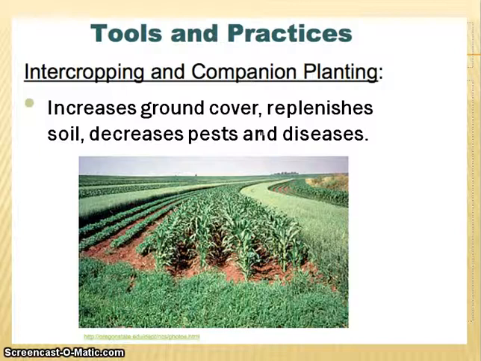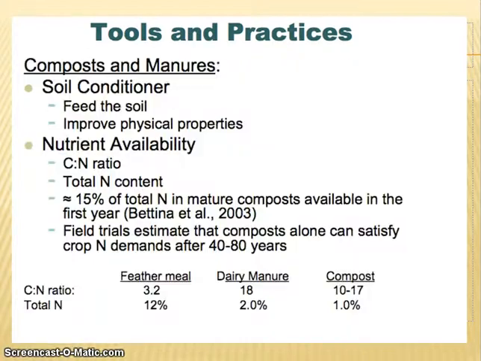Intercropping is the practice of planting different crops in alternating bands, and companion planting is planting sets of different crops together as a group. The effects of this are similar to those of crop rotation. It maintains soil quality and controls pests and diseases. It can also be a way to increase ground cover while still growing a crop at the same time.